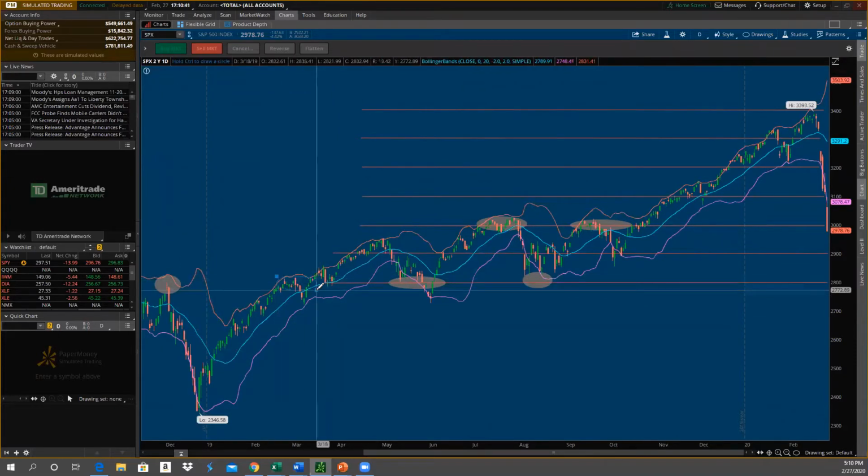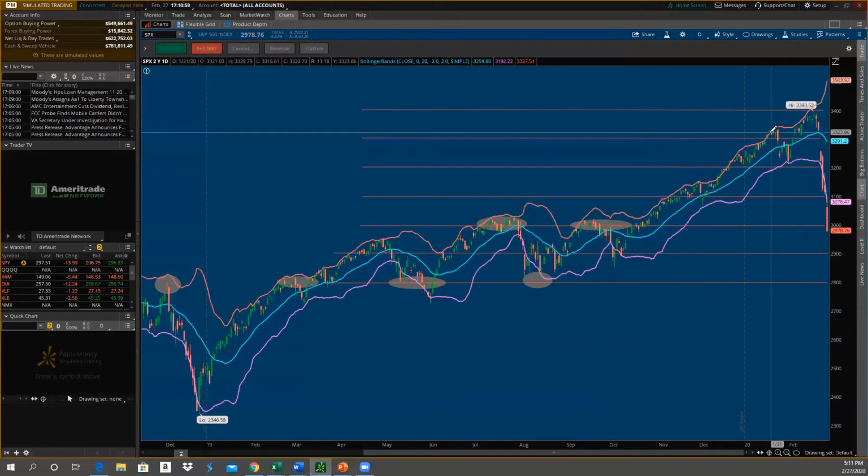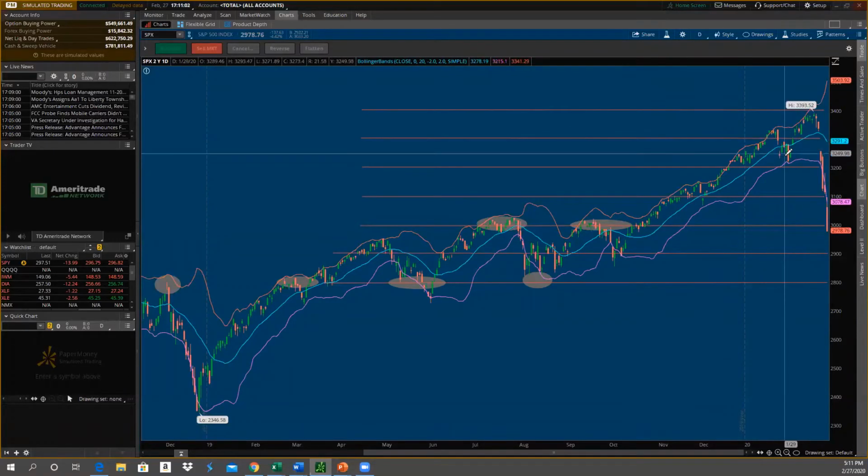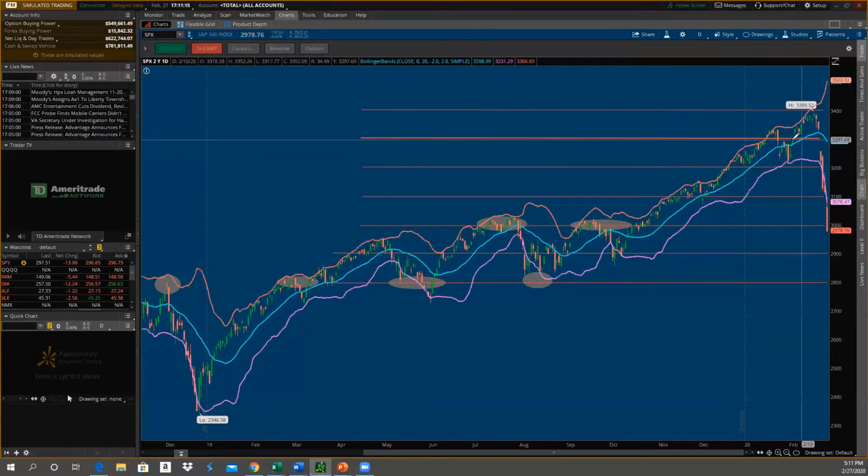And we teach our students in terms of reading support and resistance that once support breaks, it then becomes resistance, and vice versa. Once resistance breaks, it becomes support. So for instance, this 3,300 level, once we broke through that, you can see we came back down, retested, then broke through it, and then it became resistance. And of course, what was once a resistance level then became support at 3,200. We broke back through 3,300, which then became support as it was previously resistance.